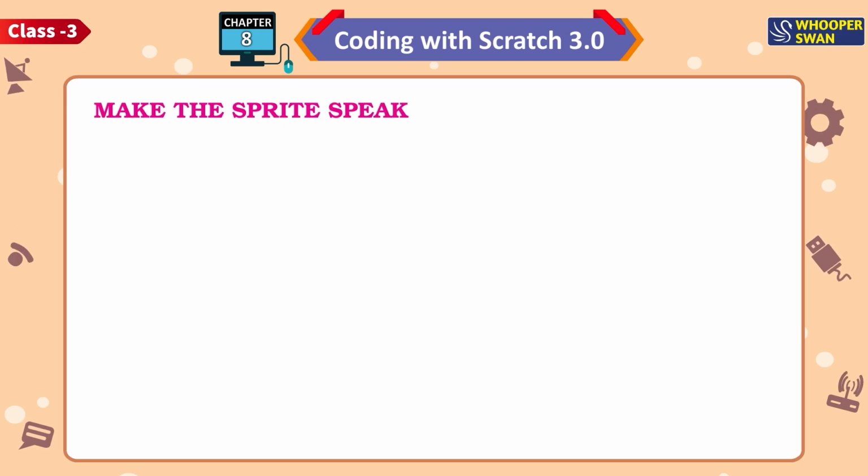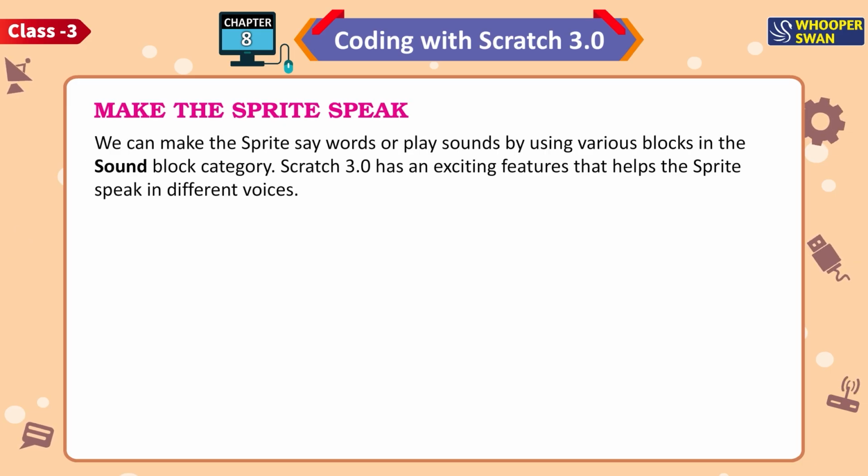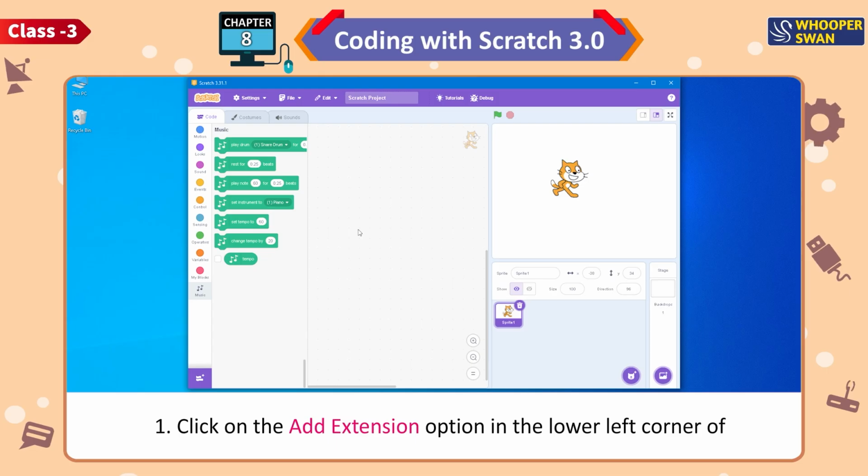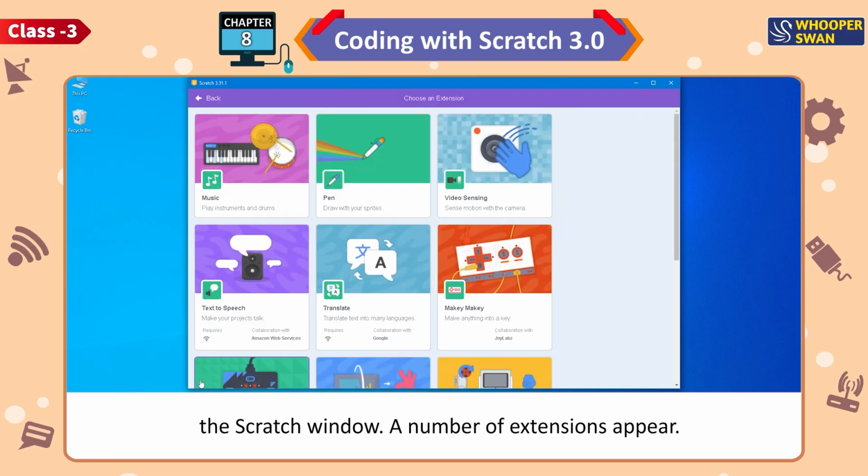Make the sprite speak. We can make the sprite say words or play sounds by using various blocks in the Sound block category. Scratch 3.0 has an exciting feature that helps the sprite speak in different voices. Follow the steps to make the sprite speak. Step 1. Click on the Add Extension option in the lower left corner of the Scratch window. A number of extensions appear.